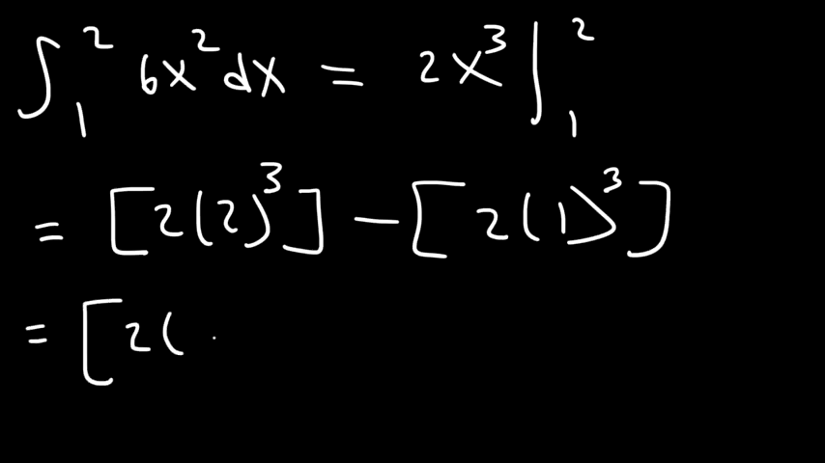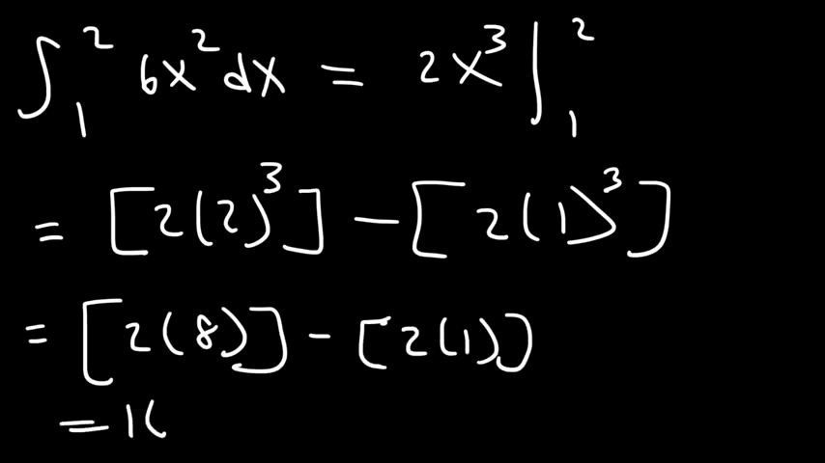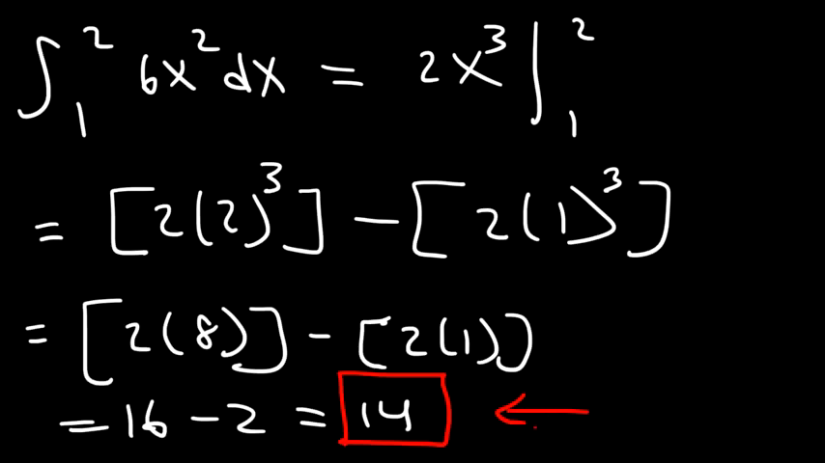2 to the third power is 8, and 1 to the third power is just 1. So it's going to be 16 minus 2, which is 14. And so that's how you can evaluate a definite integral using the limits of integration.